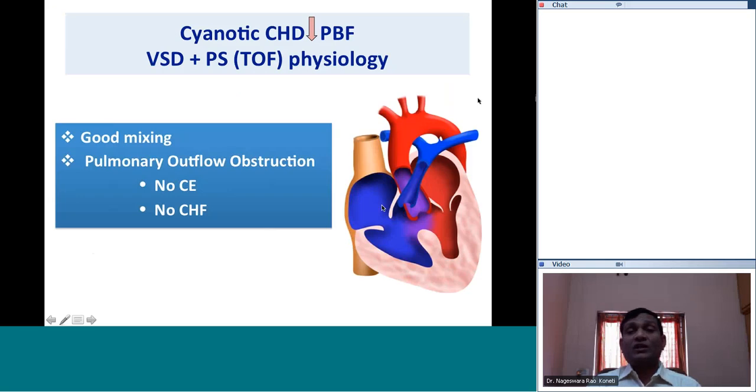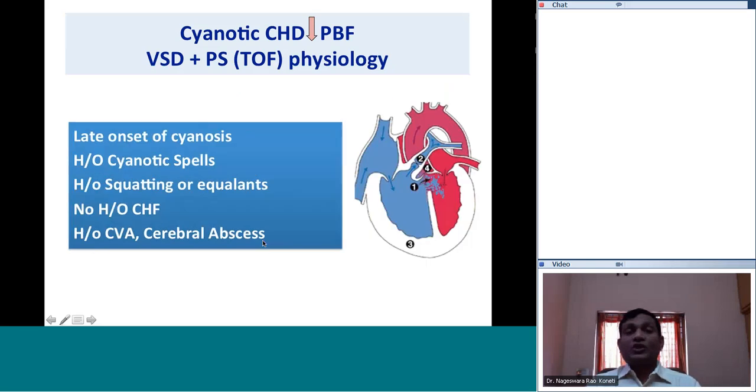So let us look at the etiology here. In this VSD PS physiology, there is adequate mixing of both deoxygenated and oxygenated blood, and there is obstruction to the pulmonary outflow tract. So in this condition, based on the obstruction, your pulmonary blood flow will be present and the child will have that kind of symptoms. Generally speaking, these patients should not have any cardiac enlargement, there should not be any congestive heart failure. So late onset of cyanosis, history of cyanotic spells, history of squatting or squatting equivalent, no history of heart failure, no history of CVA, cerebral abscess, suggestive of VSD PS physiology.